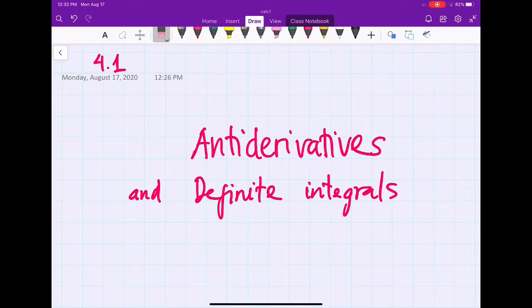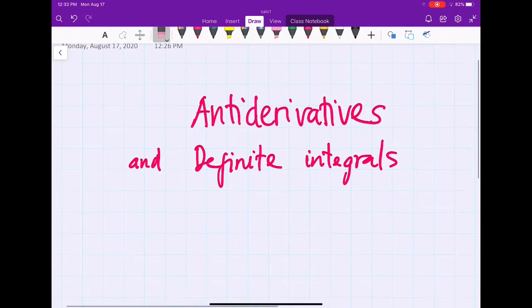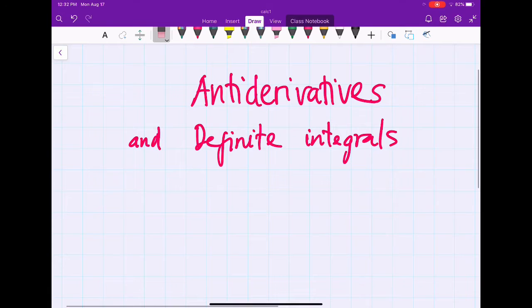Hello, today we study antiderivatives and definite integrals, and probably you recognize that this is the second problem, the area problem, that makes calculus and pre-calculus different. So we discussed this problem in the very first lecture of this course, and today we will introduce antiderivatives that help us to solve definite integrals.